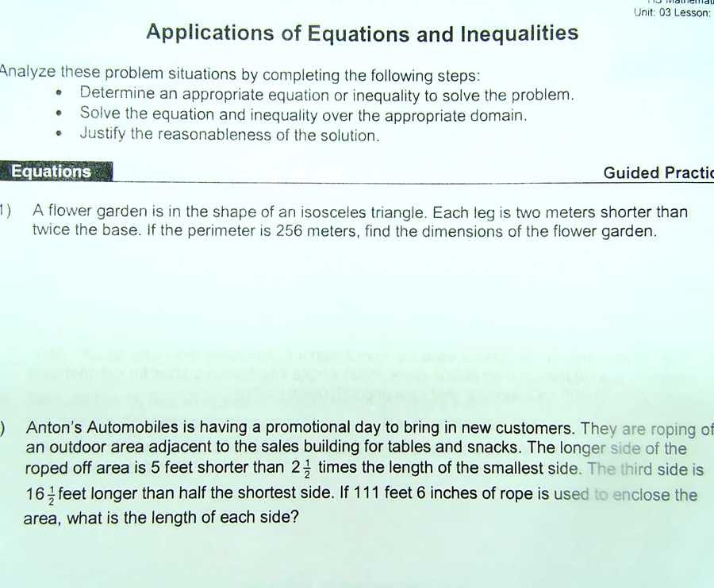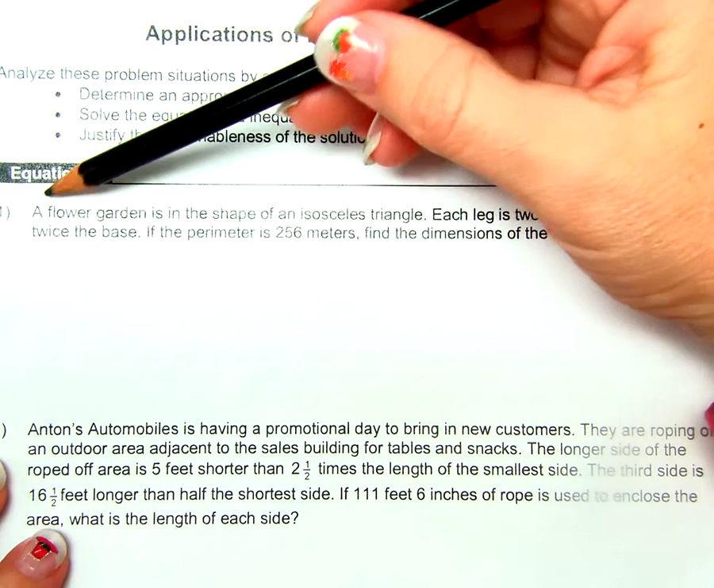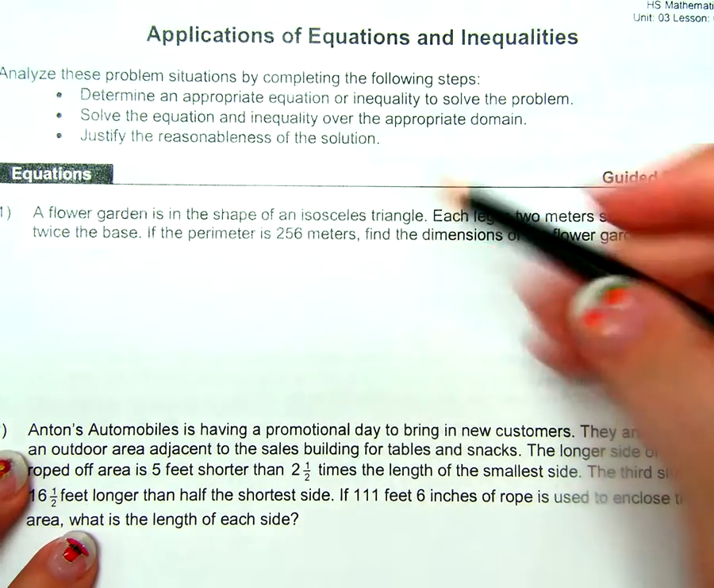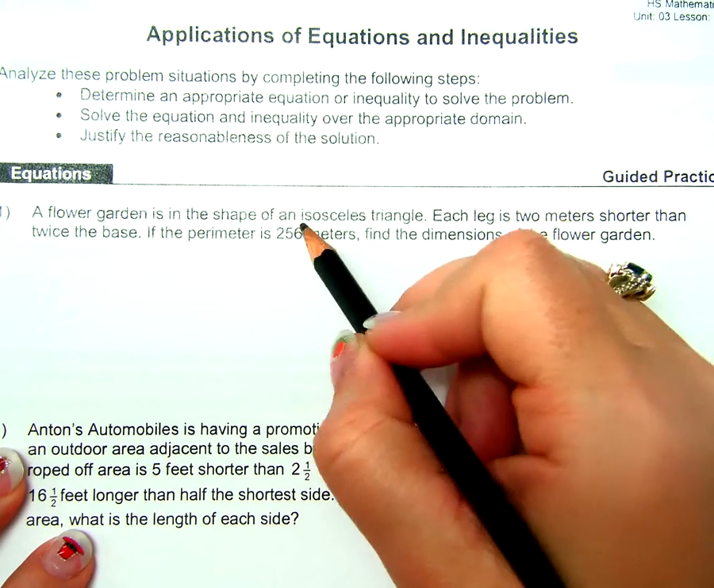Okay. A flower garden is in the shape of an isosceles triangle. Each leg is 2 meters shorter than twice the base. If the perimeter is 256 meters, find the dimensions of the flower garden. Before we can start this, I need to make sure our vocabulary for some of these words is okay. Okay, isosceles. What does isosceles mean?